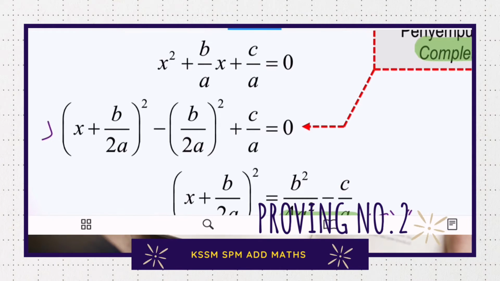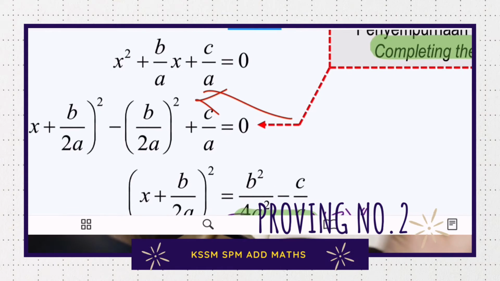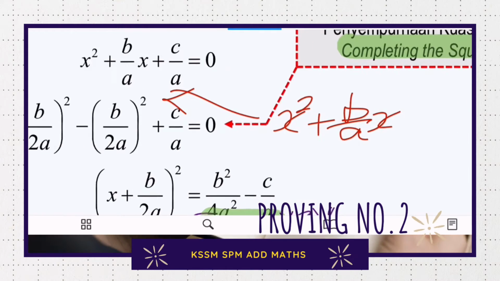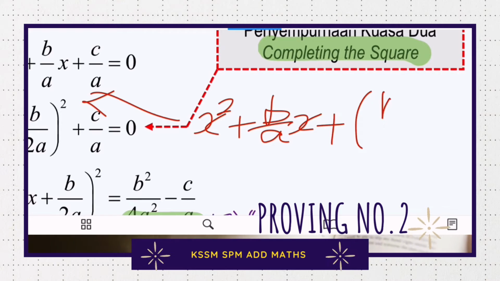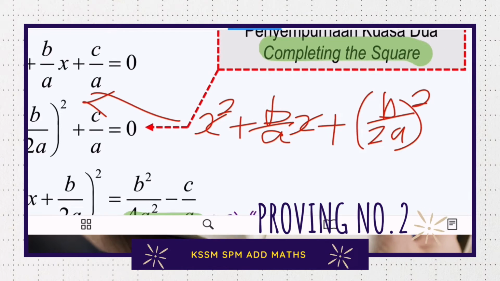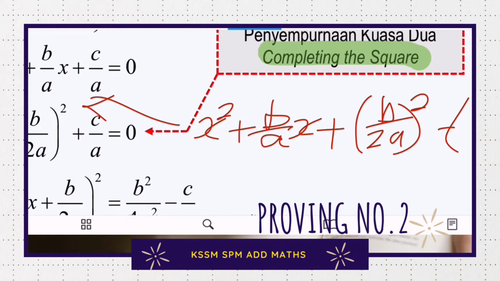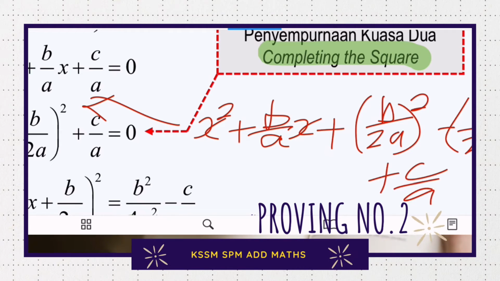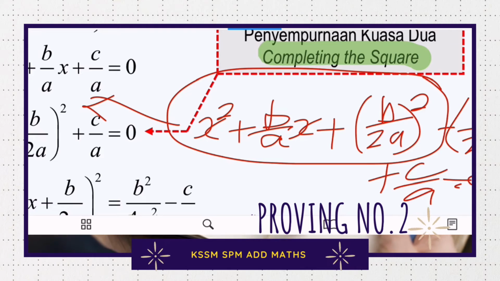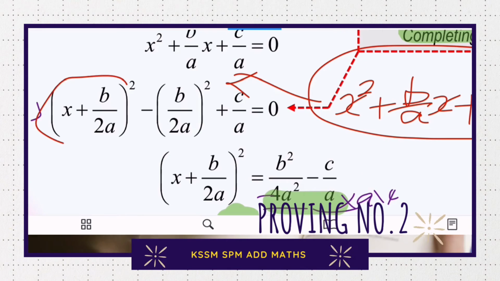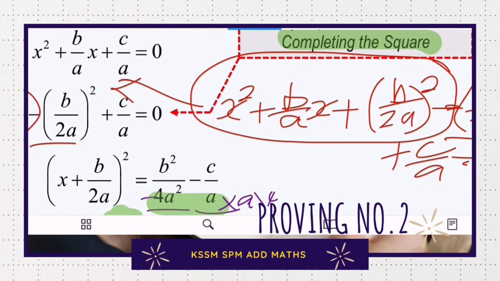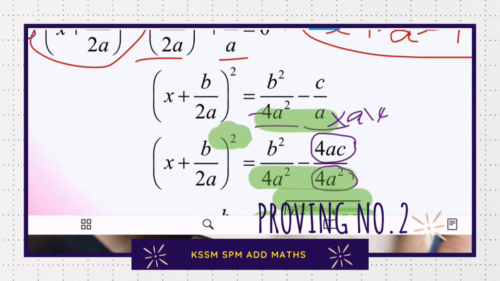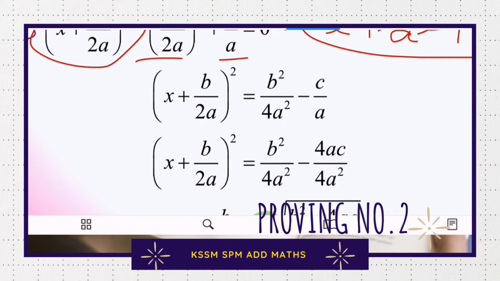In between here, I add one step for you. You will write x squared plus b over a x, and then you will add (b over 2a) squared, and you will subtract (b over 2a) squared, and add c over a equal to 0. And these three will become a perfect square, which is this one. And the minus b over 2a is still there, it's a minus. So the c over a we just copy, and then we just simplify, and then we shift to the right.